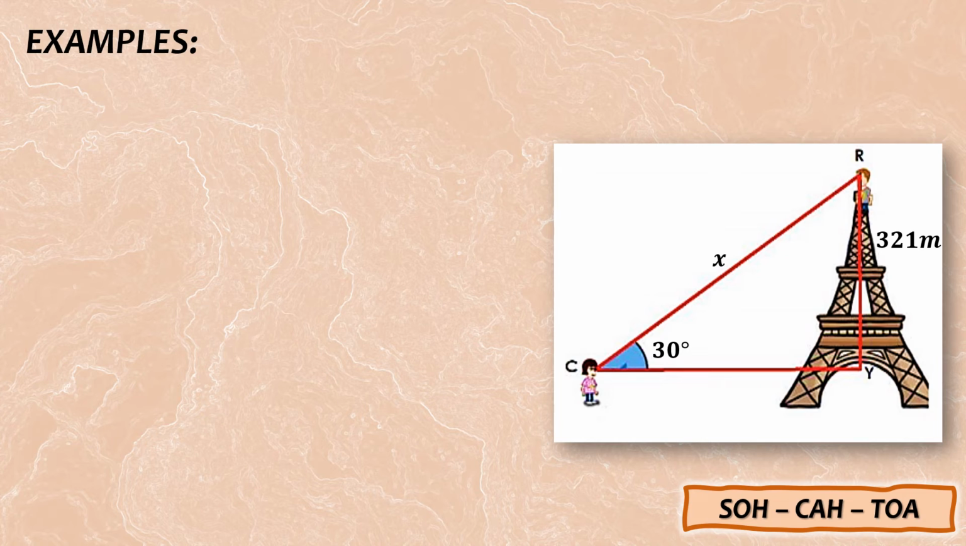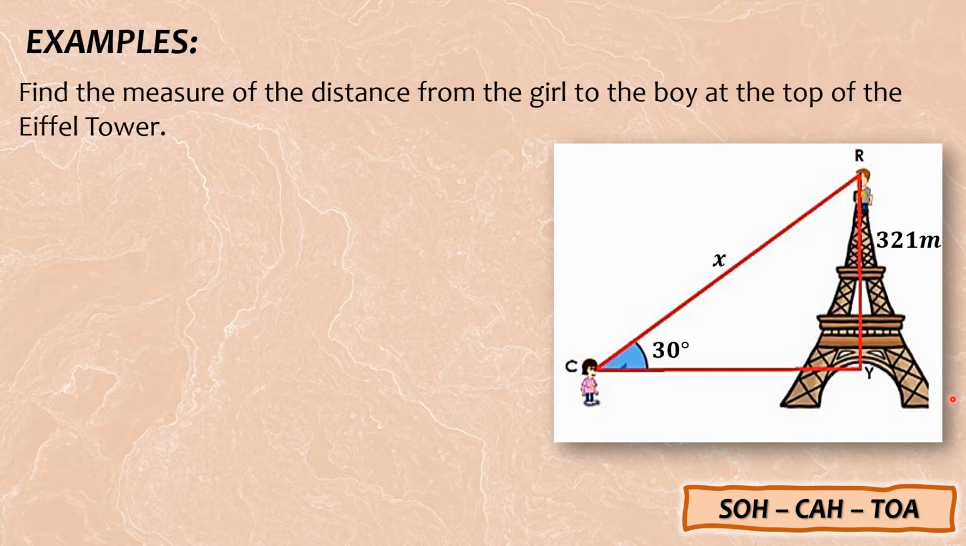Okay, so let us now have the examples. As you can see, we have the given girl and meron siyang angle which is 30 degrees. And then, this given is the hypotenuse or yung paslant na side which is represented by the variable x. And then, yung height ng Eiffel Tower is 321 meters na kung saan sa taas ng Eiffel Tower ay merong isang batang lalaki. So, let us find the measure of the distance from the girl to the boy at the top of the Eiffel Tower. So, aalamin natin ang distansya ng batang babae doon sa batang lalaki na nasa taas ng Eiffel Tower.